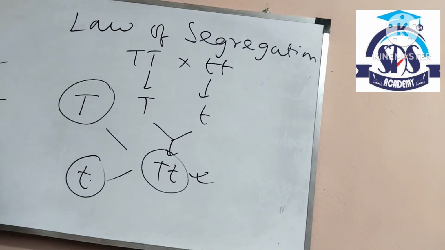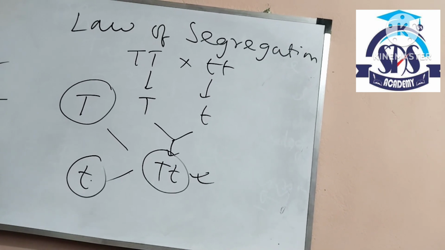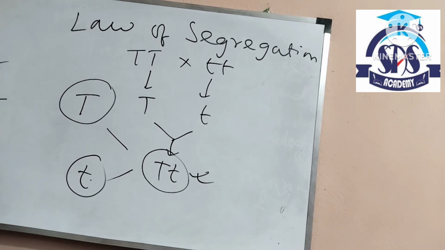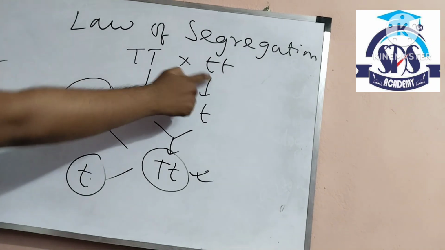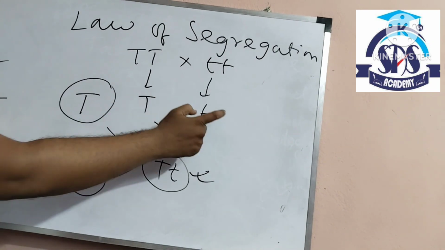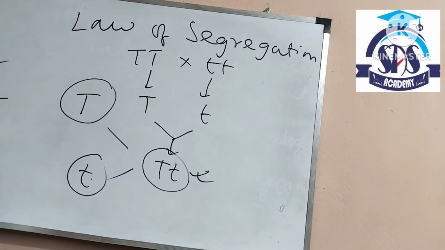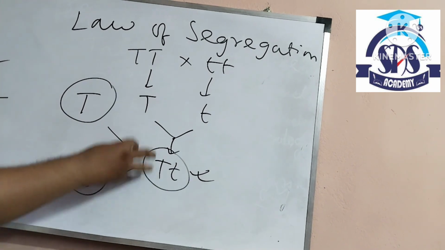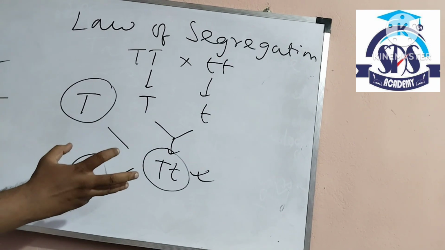In this law we state that the alleles for each character exist in pairs in an organism, they never blend, and they segregate from each other during formation of gametes. That is, capital T, small t produce the capital T gamete and the small t gamete. When they are fertilized to form capital T, small t, this is heterozygous. In F1, the tall character is expressed, but the dwarf character cannot blend with it.